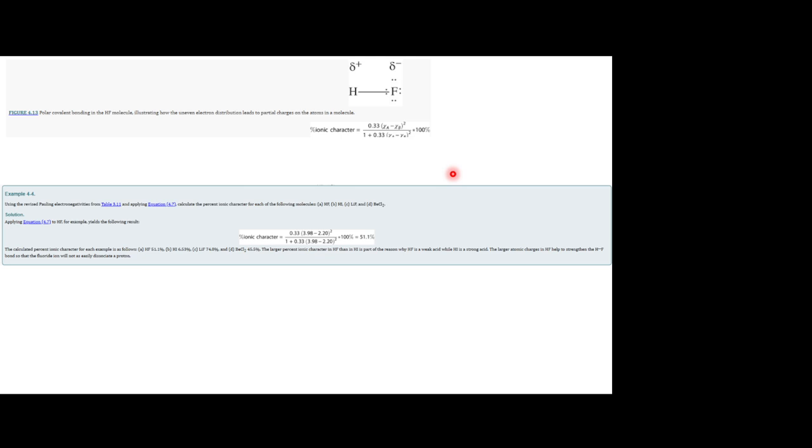You got it. 51.1%. What does that tell you about that bond? Yeah, it's 49% covalent. 51% ionic, isn't it? Okay, it's mostly ionic. We're actually further towards ionic than we are covalent, right? Yeah. And that's why that is such a drastically charged molecule.